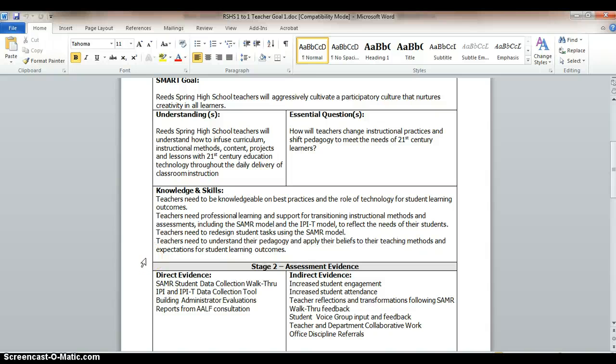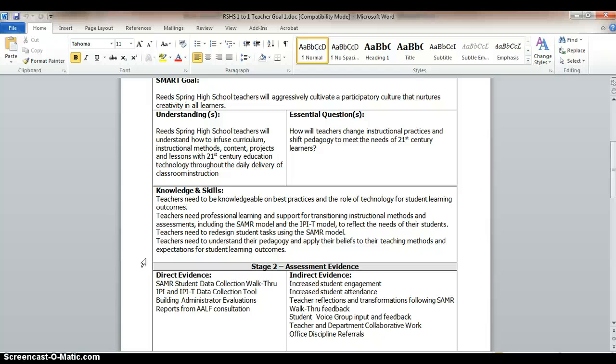We've decided that some of the knowledge and skills that teachers will need are to be knowledgeable on best practices and the role of technology for student learning outcomes, and that we need professional learning and support for transitioning instructional methods, assessments, including the SAMR and the IPIT, to reflect the needs of their students. That teachers need to redesign student tasks using the SAMR model, and that teachers need to understand their pedagogy and apply their beliefs to their teaching methods and expectations for student learning outcomes.